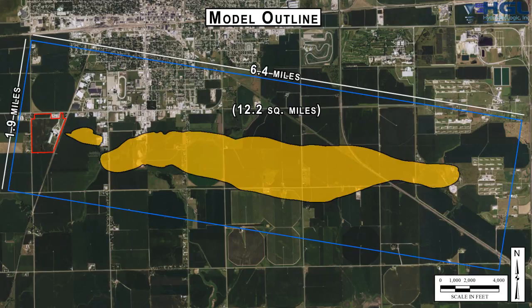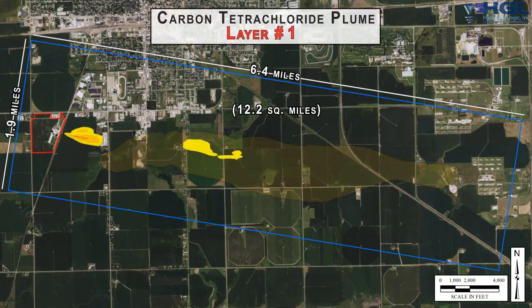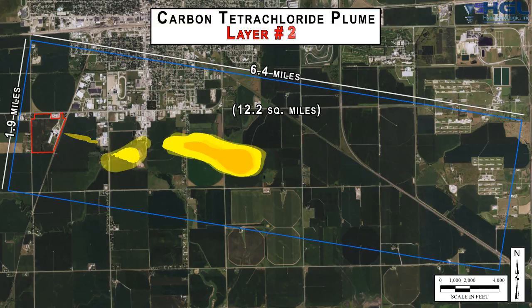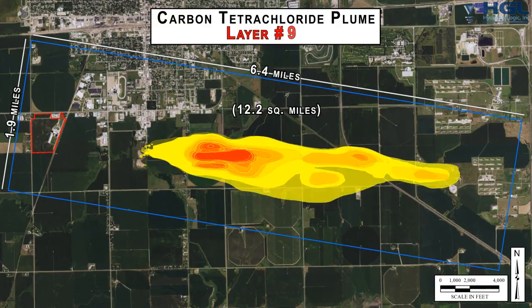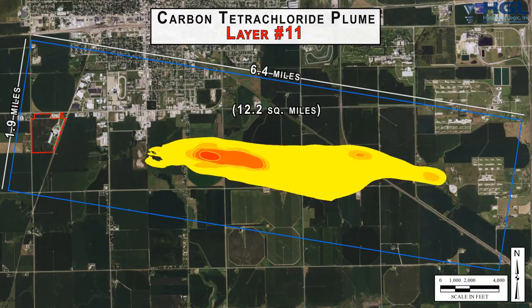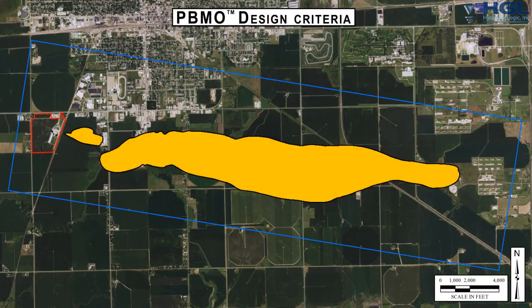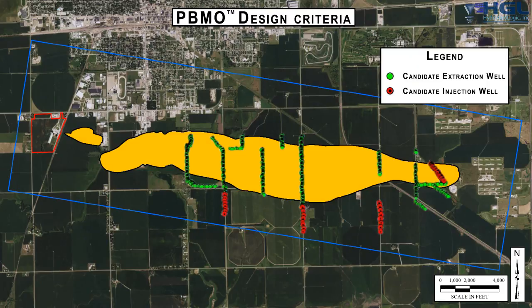To correctly predict future groundwater concentrations with and without active remediation in this complex multi-layer hydraulic system, the model domain was discretized into just over 1 million active cells using 11 layers numbered consecutively from top to bottom. The available locations are shown as candidate extraction wells, green, and injection wells, red. In all, there were 1,105 candidate extraction and 47 injection locations.